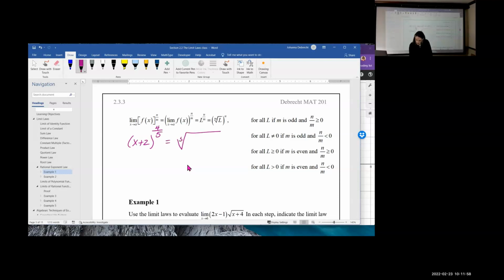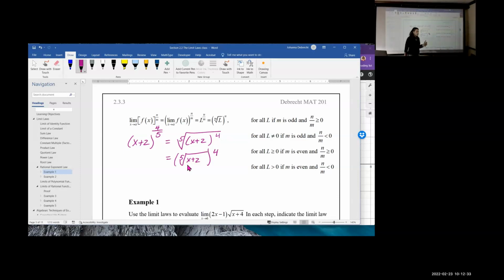Just to remind you, this means the 5th root of x plus 2 to the 4th, or the 5th root of x plus 2 and then raised to the 4th. So the denominator power is the root and the numerator power is a power like it normally is. When the denominator power is odd, then it's not a problem. What's under the radical could be positive or negative. We don't have to worry about it.